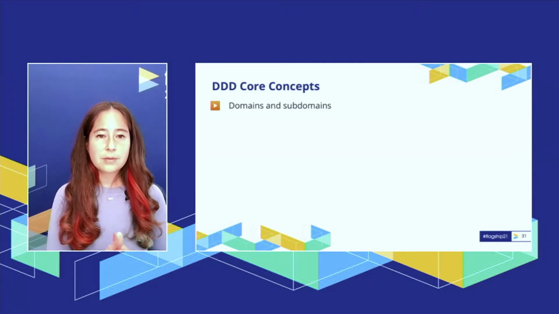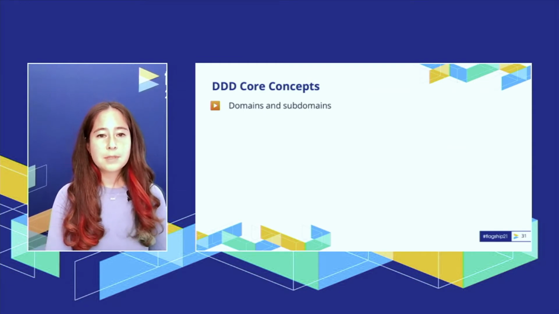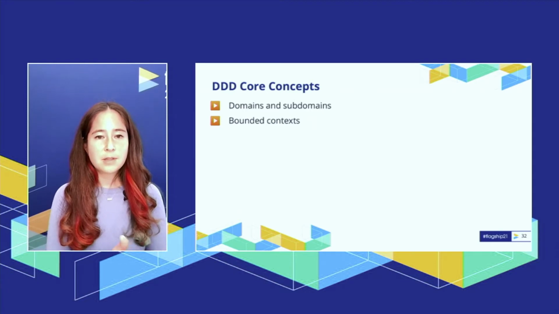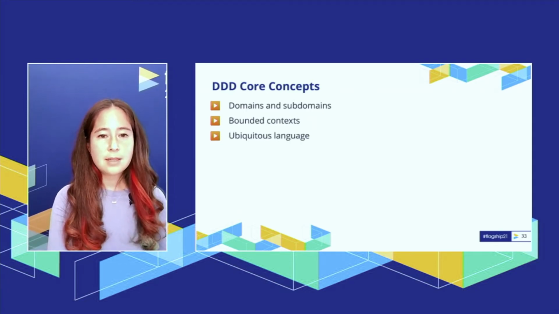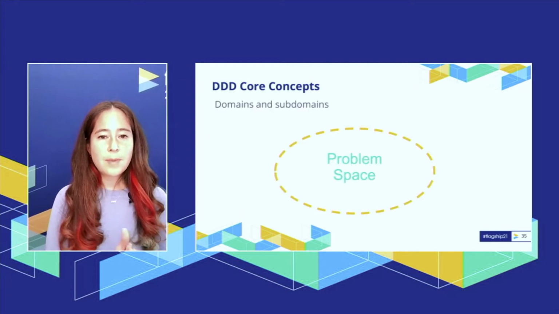Okay, so those are sort of the principles. Next, we're going to talk about some of the core concepts. So the first one here is domains and subdomains, and then we're going to talk about bounded contexts, and finally, ubiquitous language. So domains and subdomains.